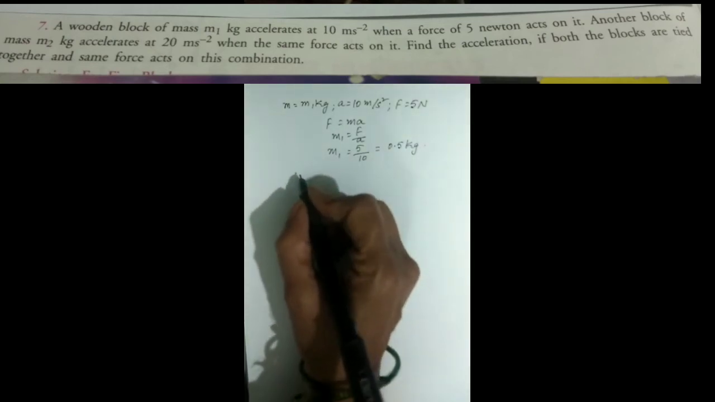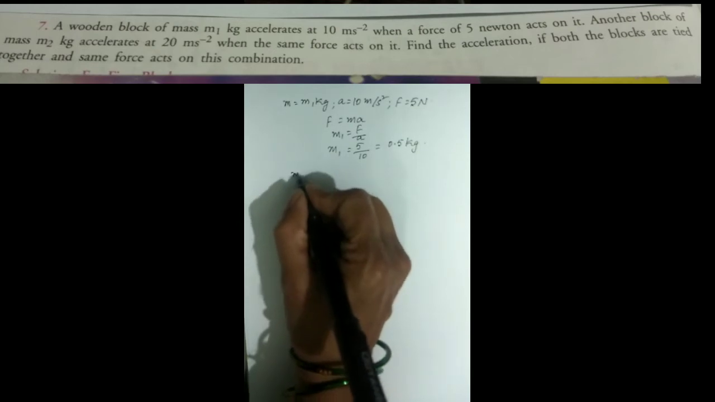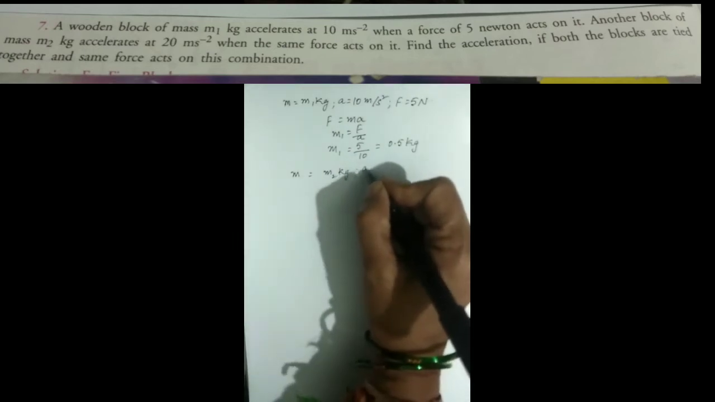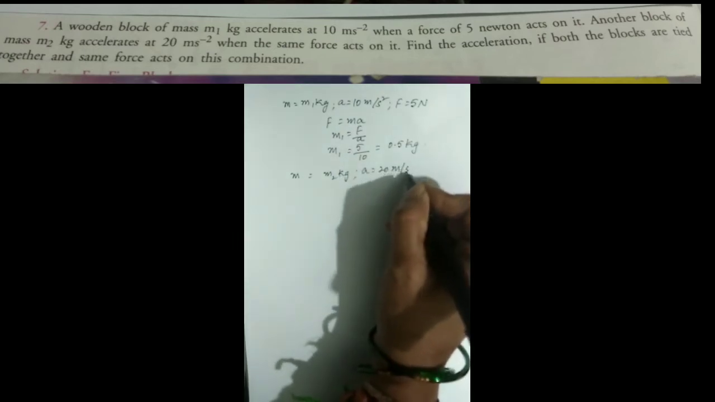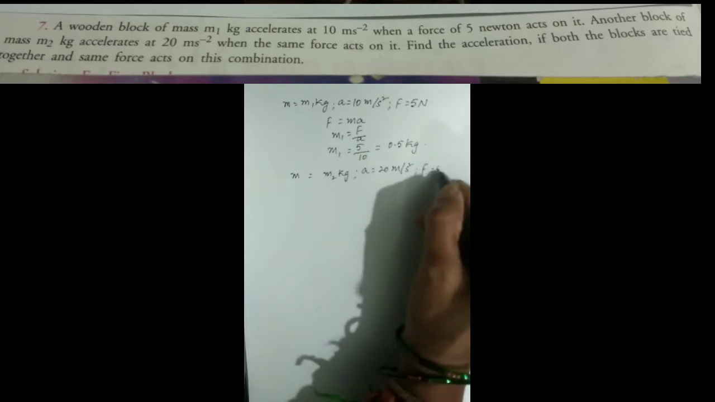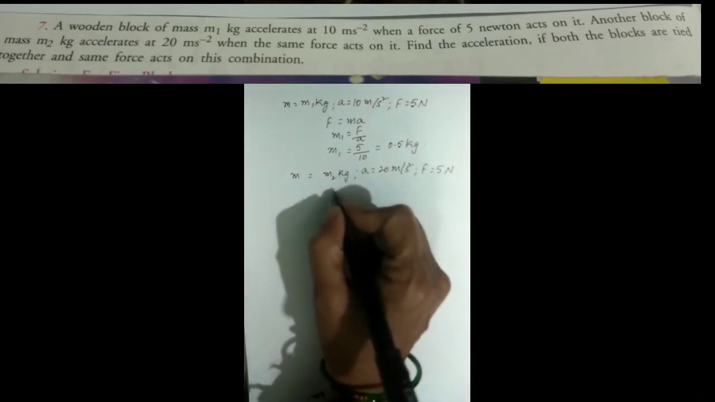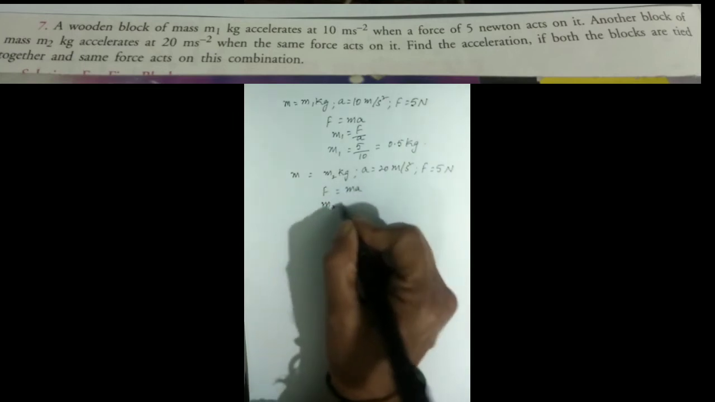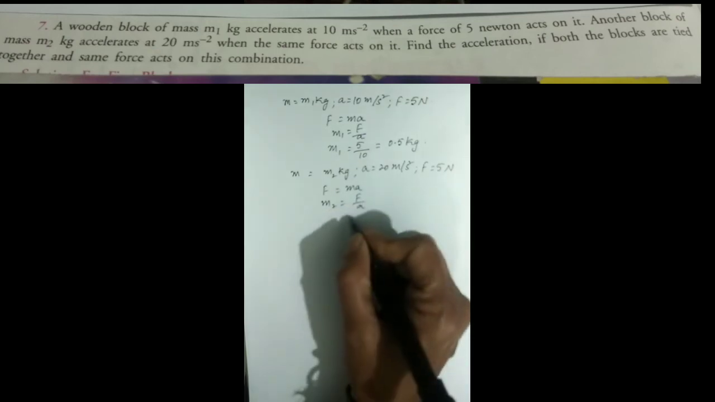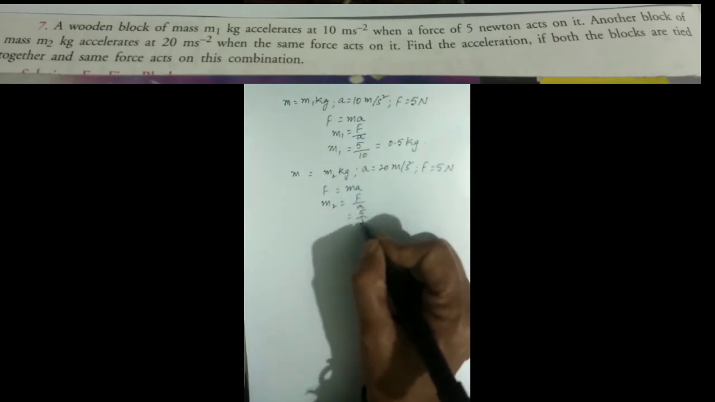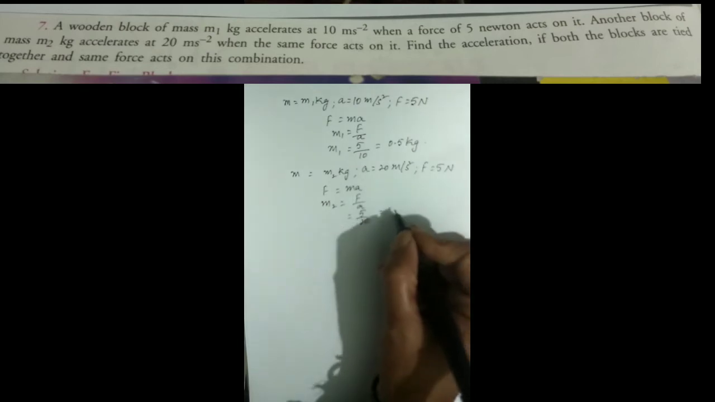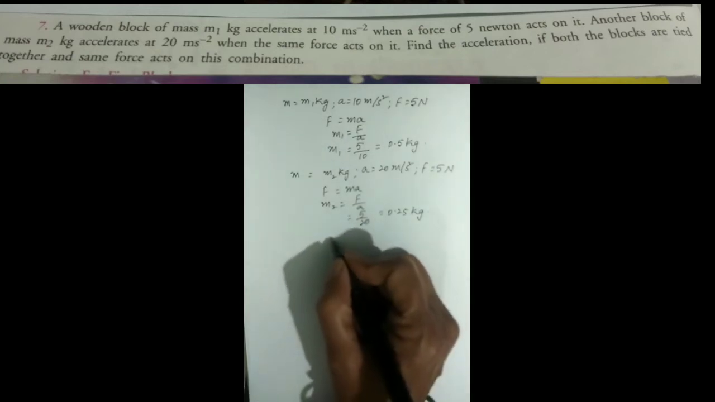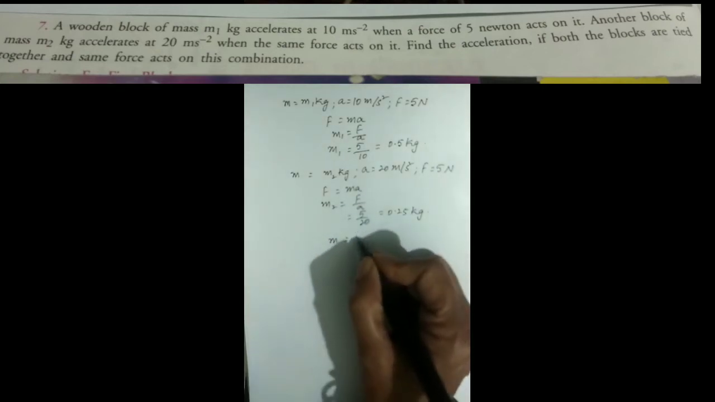Now for the second block, M is equal to M2 kg, A is equal to 20 meters per second square, F is equal to 5 Newton. Now F is equal to MA, M2 is equal to F by A. That is equal to 5 by 20, that is equal to 0.25 kg.